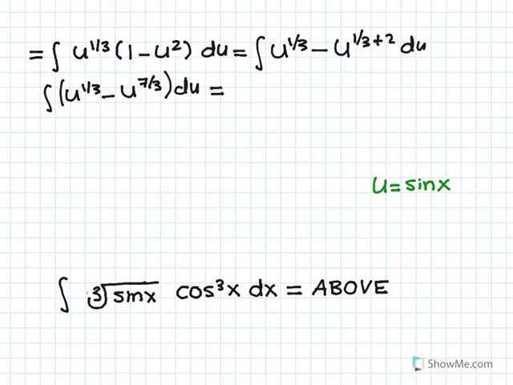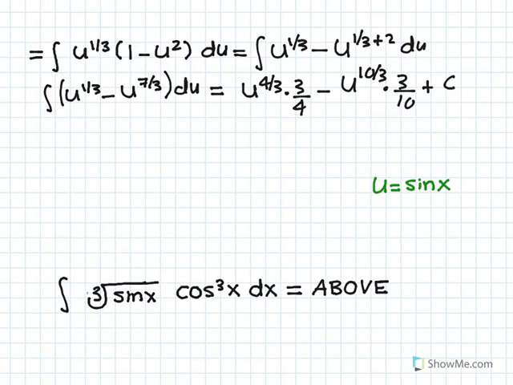Now let's integrate term by term. The integral of u^(1/3) is going to be u^(4/3), divided by 4/3. We're reversing the power rule. That means multiply by 3 over 4. And similarly, integrate u^(7/3), that's going to be u to the 7 over 3 plus 3 over 3, that's 10 over 3. And divide by 10 over 3, that's the same as multiply by 3 over 10, plus c.